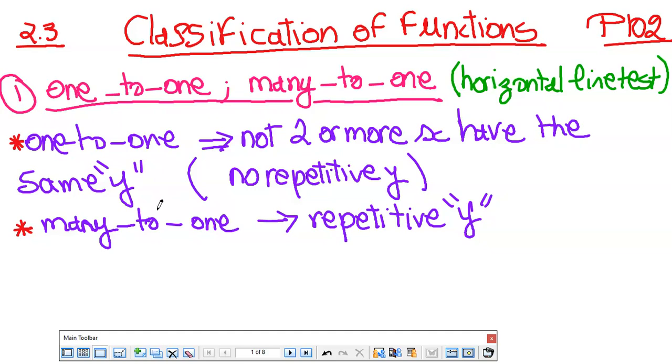Or we can say it differently, there is no repetitive y. If there is a repetitive y, if there are two different values of x that have the same y, we say that it's a many-to-one function. Now, how can we check if it's one-to-one or many-to-one? Using the horizontal line test. Now, let's see an example to understand this part.